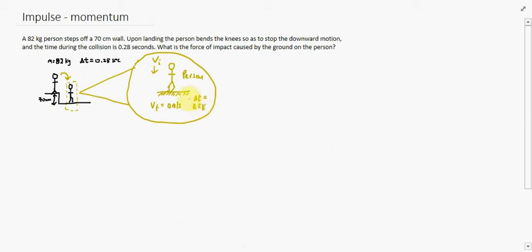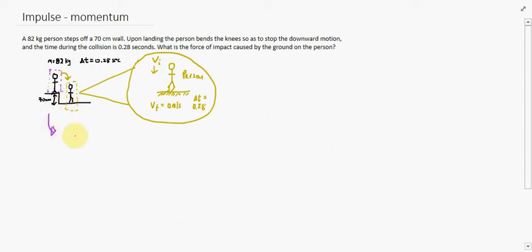So the key here is to find out what was his initial velocity on landing. We kind of have to work backwards and say, well, he stepped off a wall and the height of that wall is 70 centimeters. So between here and here, as soon as he steps off, we're dealing with some kind of projectile motion. He's airborne, and therefore will have some velocity as he starts to come down.